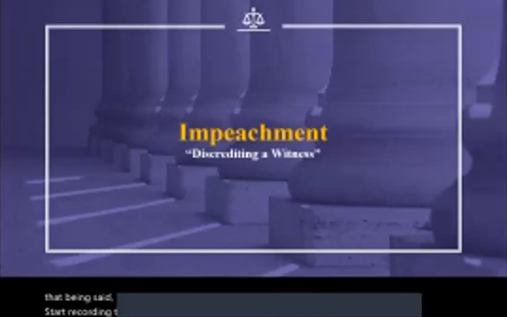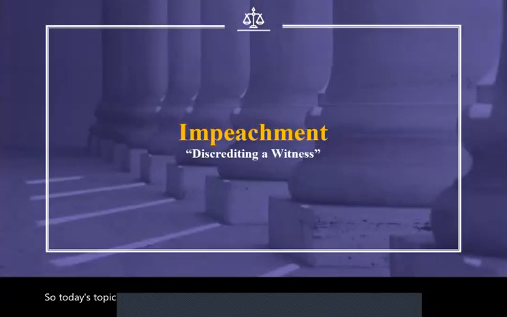So today's topic is impeachment, right? And when most of us think impeachment, we think of presidential impeachment, right? That's the thing that we've always heard about. You impeach a president. In legal terms, impeachment is a little bit different, right? Impeachment merely means discrediting a witness.